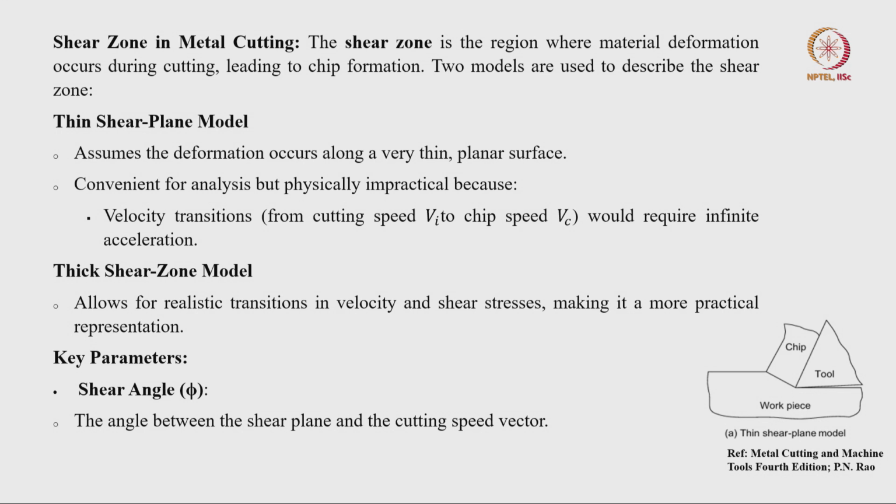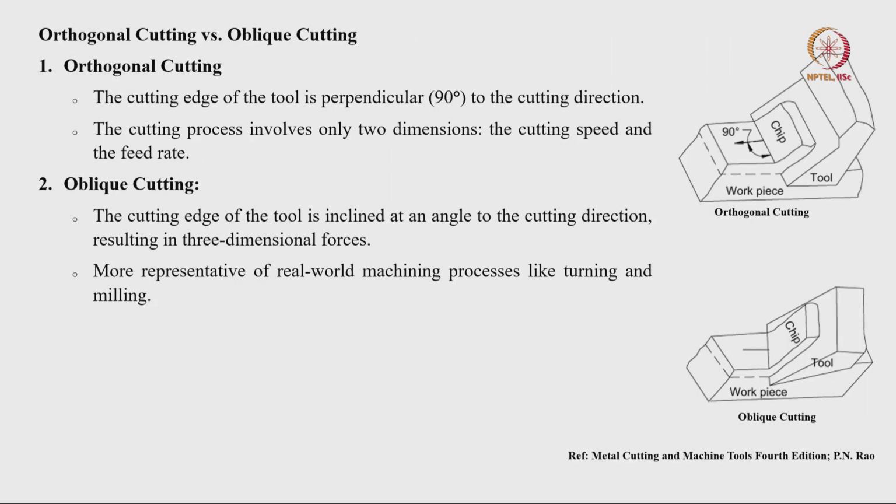Key parameters, number 1 is the shear angle. The angle between the shear plane and the cutting speed vector is called the shear angle. Now, coming to the major classification of machining processes applied in the turning process: orthogonal cutting and oblique cutting.